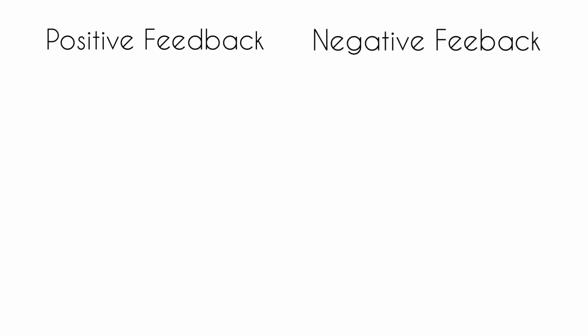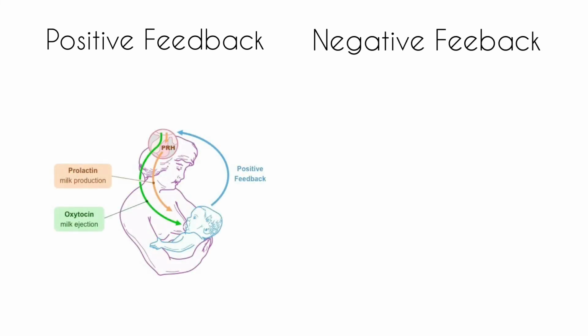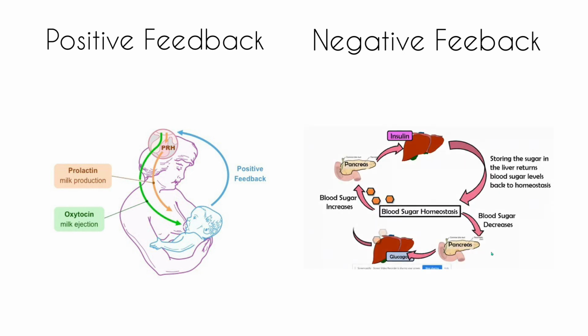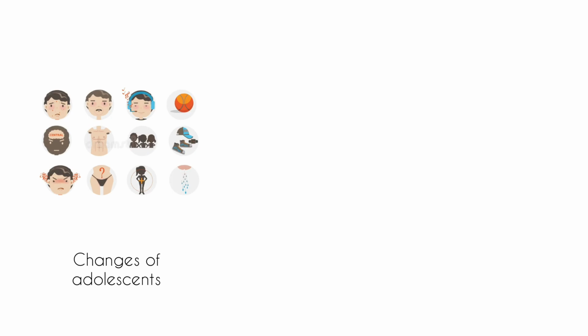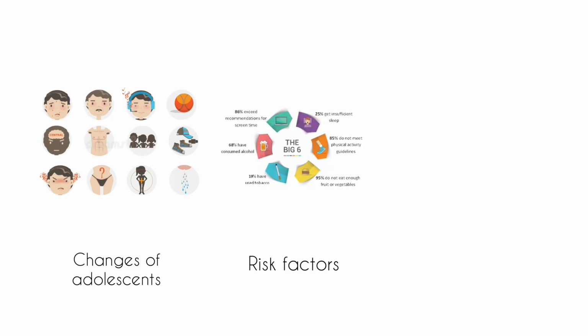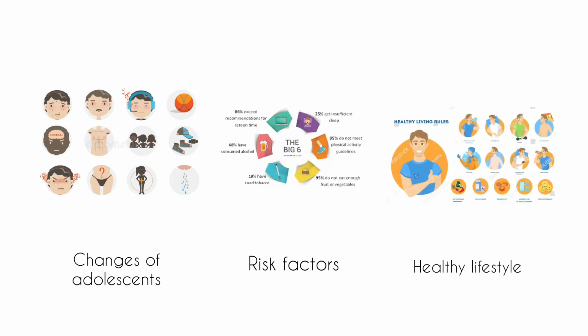We have two kinds of this, the positive feedback and the negative feedback. On the positive feedback, we talk about the example of the lactation, which is regulated by the prolactin and oxytocin by the hypothalamus. On the negative feedback, we have the regulation of the glucose changed by the pancreas with the insulin and glucagon. Finally, we'll learn about the health and sickness, knowing about the changes of the adolescence, the risk factors of sickness, and tips to have a healthy life.